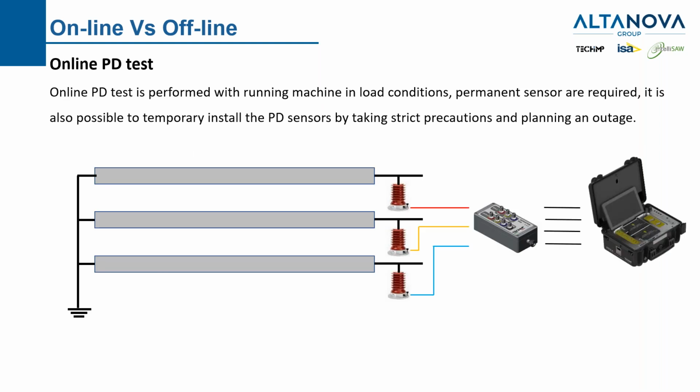Then we see something about the online PD test. With online PD test, I'm considering a running generator with permanently installed sensors. Those are available from a derivation box and can be measured with a portable kit.